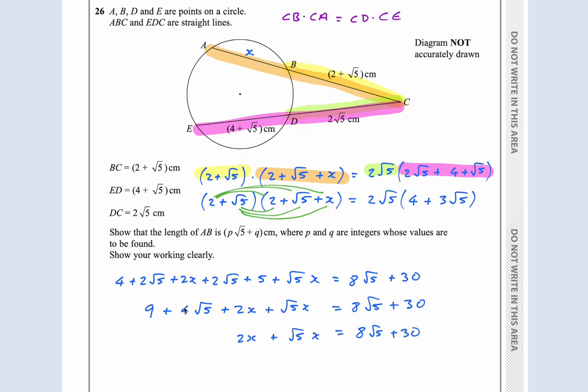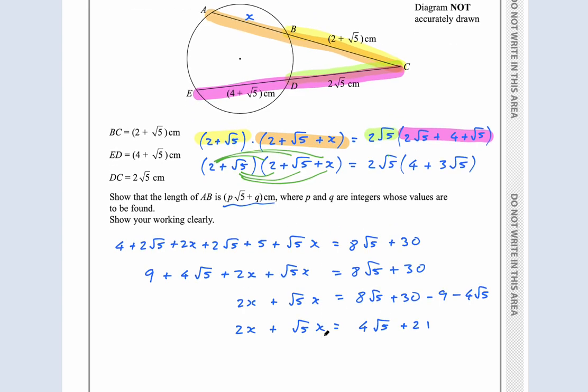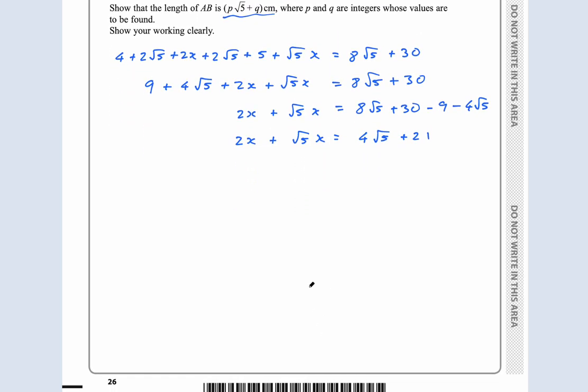And then I'm going to subtract these. So minus 9 and minus 4 root 5. This gives us 2x plus root 5x equals 8 root 5 minus 4 root 5 is 4 root 5, because 8 minus 4 is 4, and 30 minus 9 is 21. Okay, nearly there, but he wants it in this form, guys. He wants it p root 5 plus q. So I'm going to move down to here.